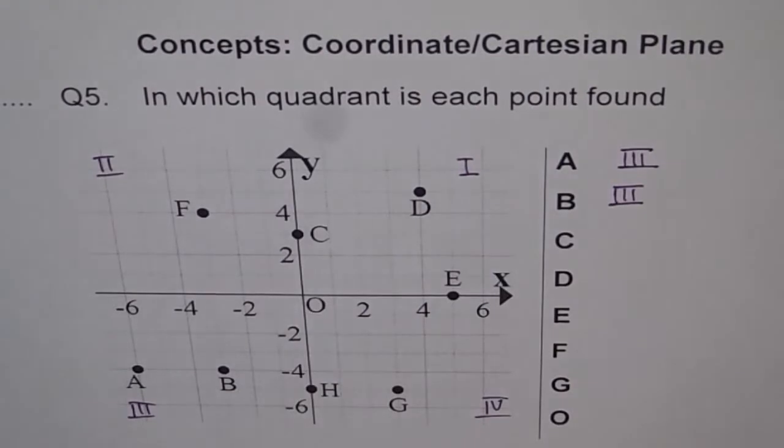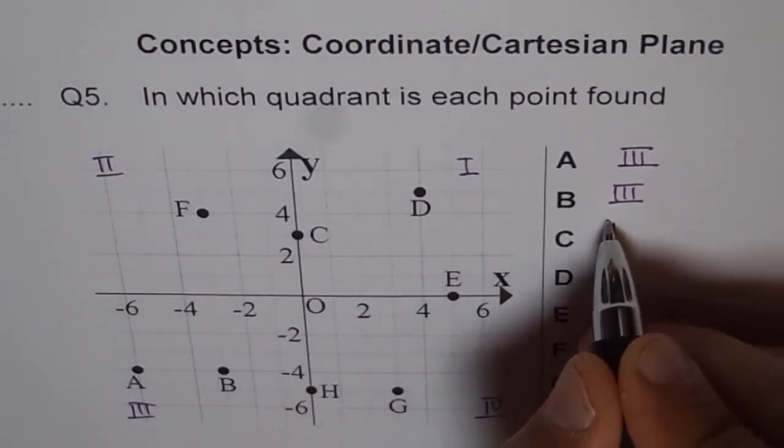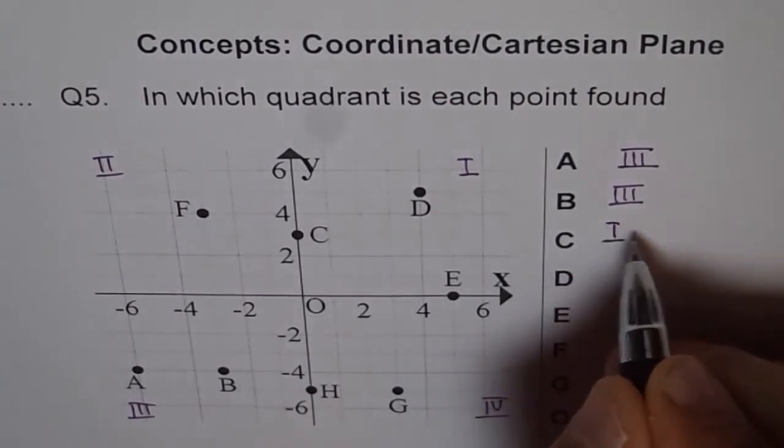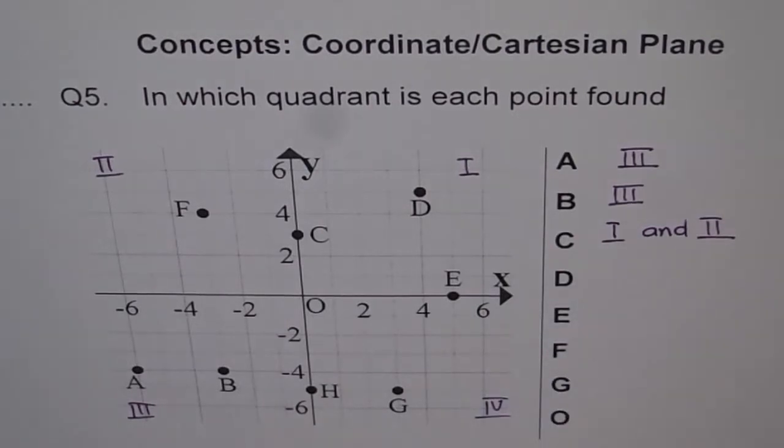C. Now C is in between quadrant 1 and 2. So we will write between, or in the interface of, 1 and 2. So I'll write for the time being 1 and 2. So it is between 1 and 2, so we can write both 1 and 2. Correct?